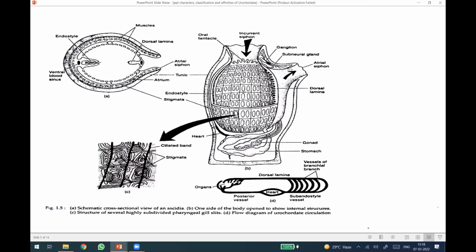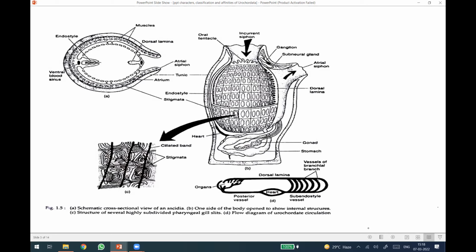This is the sagittal section, a diagrammatic representation. And this is one side of the body opened to show the internal structure. The water enters through this incurrent siphon. Here is the so-called mouth or opening covered with the oral tentacles. These tentacles act as filter feeders. They filter and strain out the feeding particles from the unusable particles, and the water enters with the food into this branchial basket.